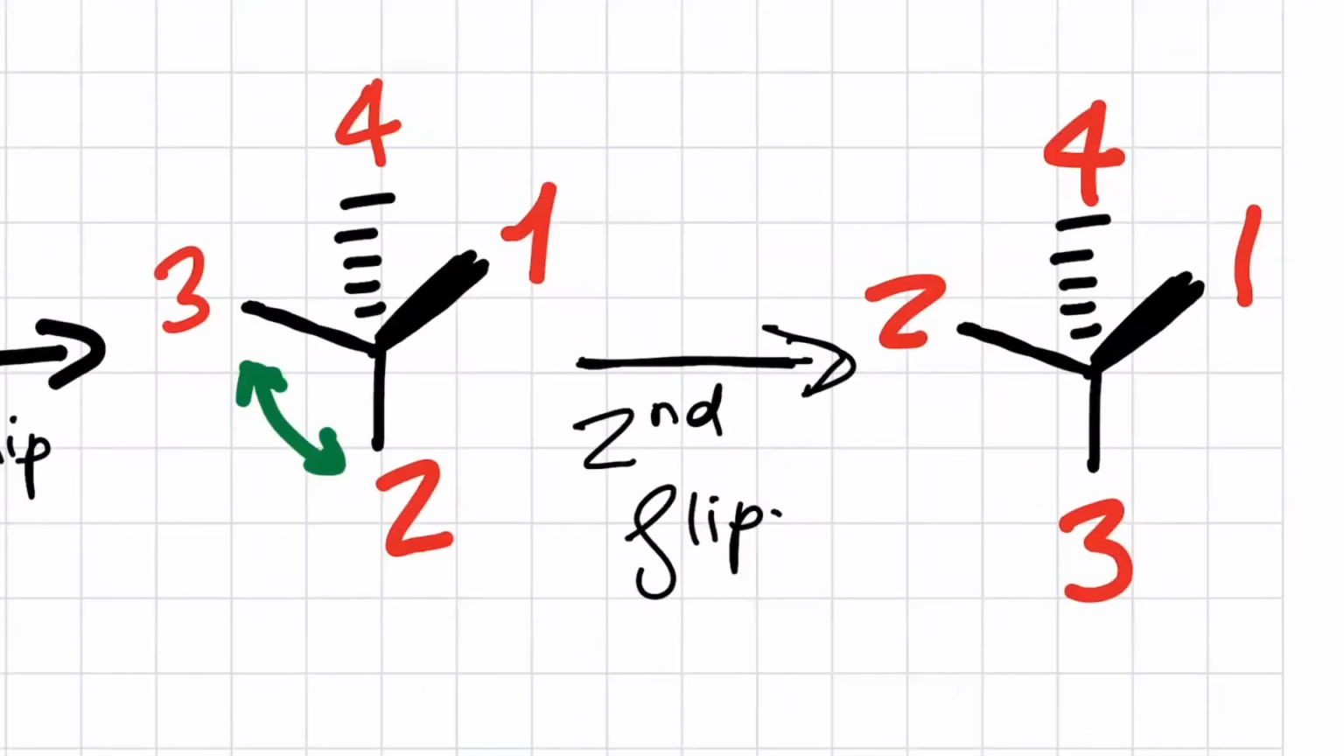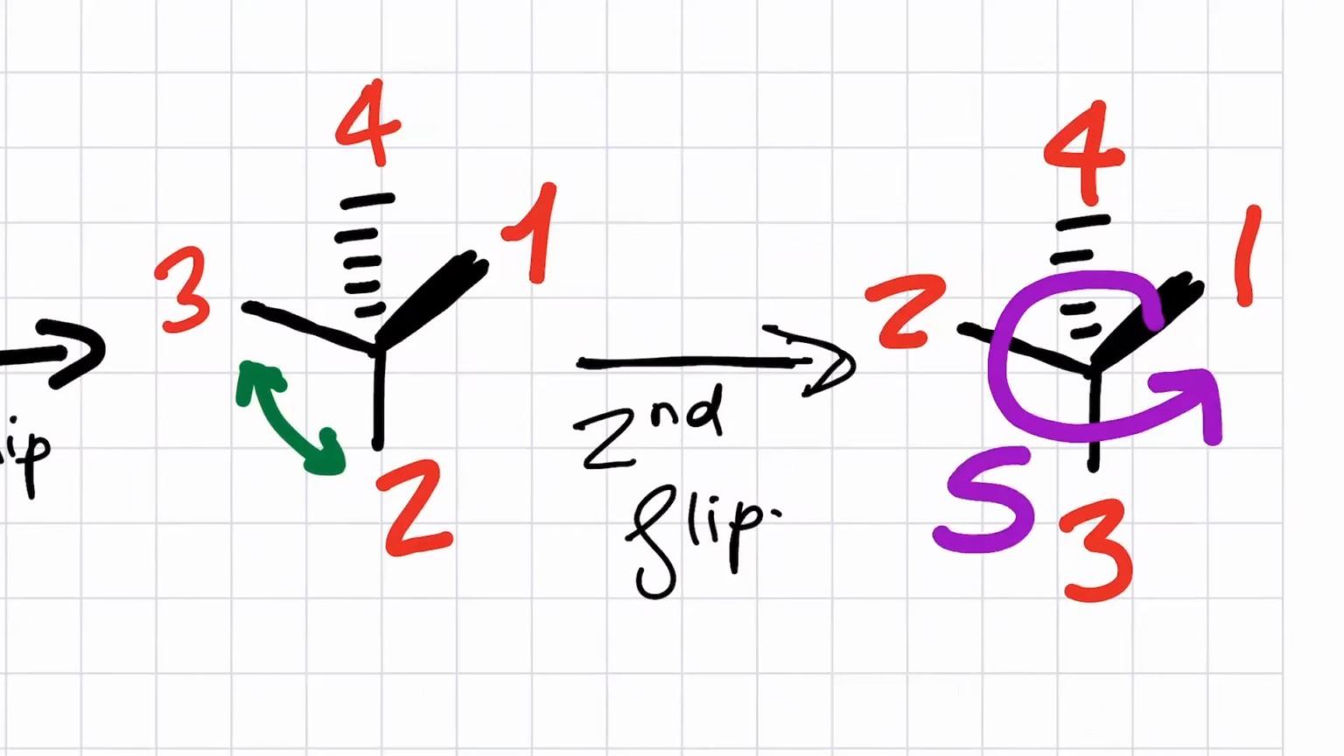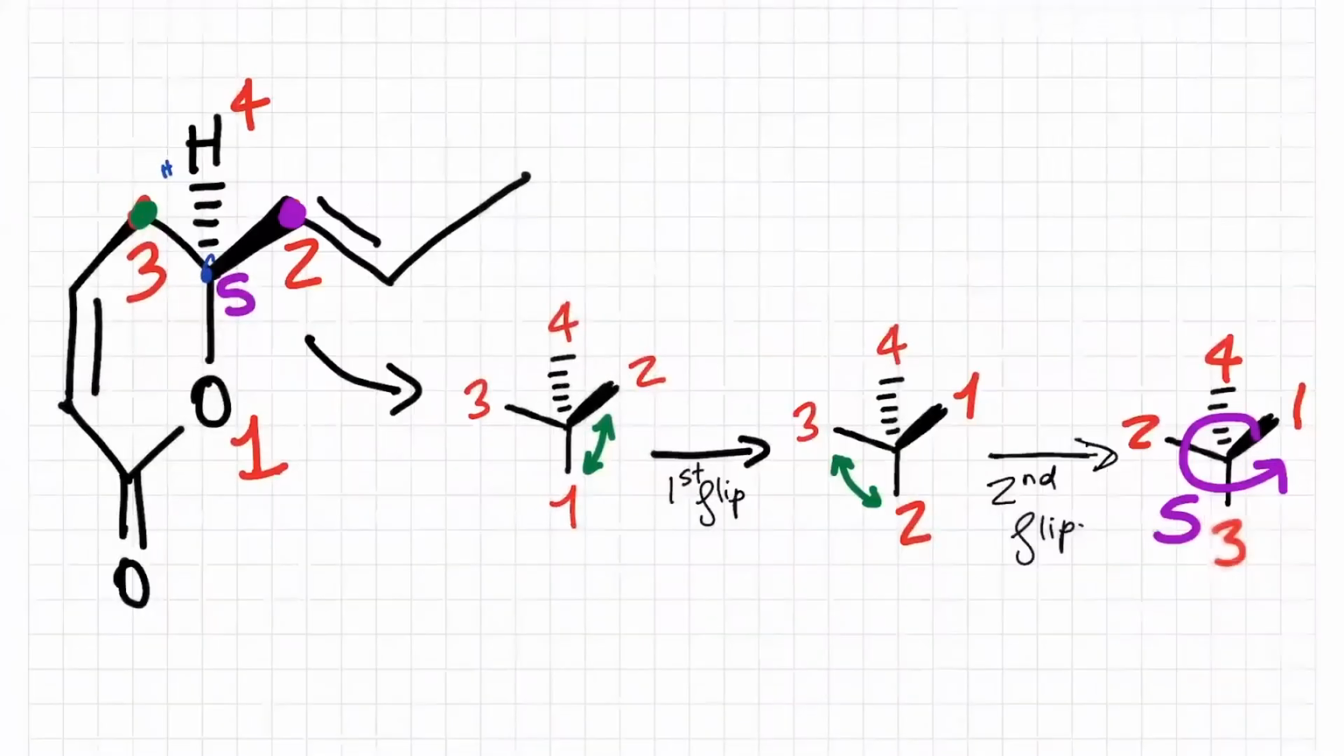Once you flip the second time, right? Then you can do your motion 1, 2, 2, 2, 3. I'm noticing I'm going in a counterclockwise direction. We know it's S. Then I know this chiral center here, the one I'm focused on, it is S. That's the final configuration of this chiral center.